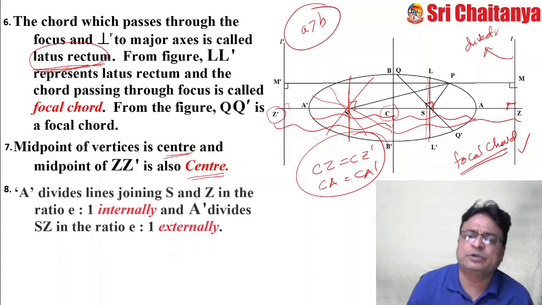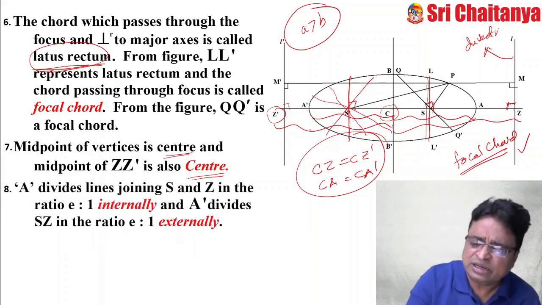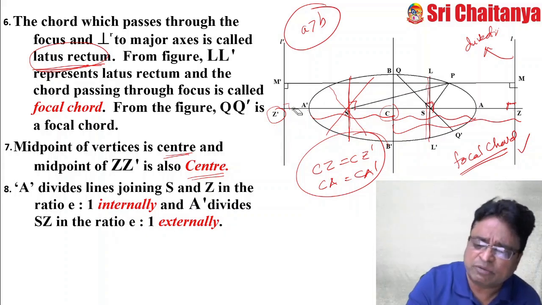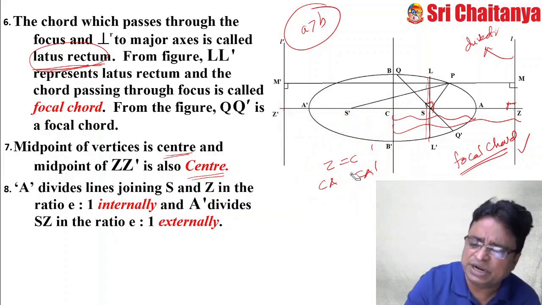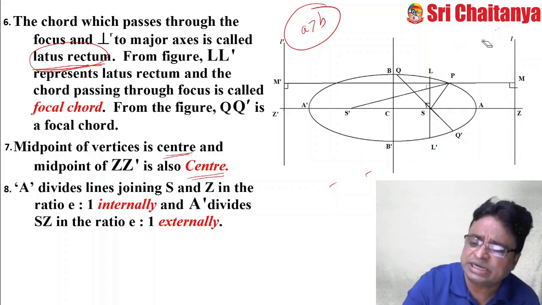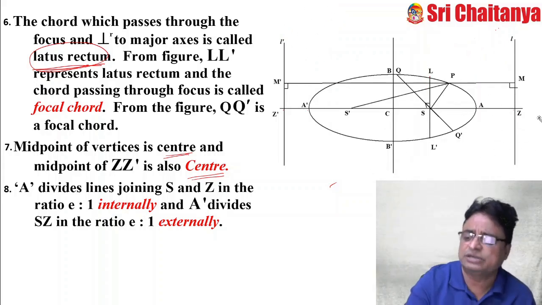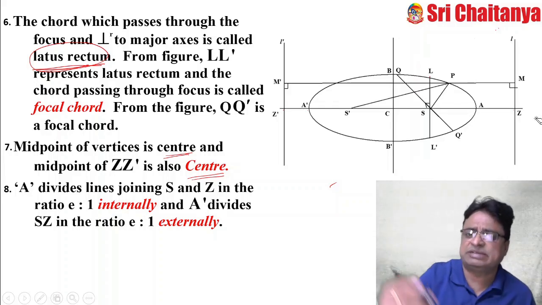Now, my friends, coming to the 8th point. Now you understood what A and A dash are, what B and B dash are, what the center is, what the foci are, what Z and Z dash are, what the directrices L and L dash are, what the latus rectum is, and what the focal chord is. Slowly we have learned several things.